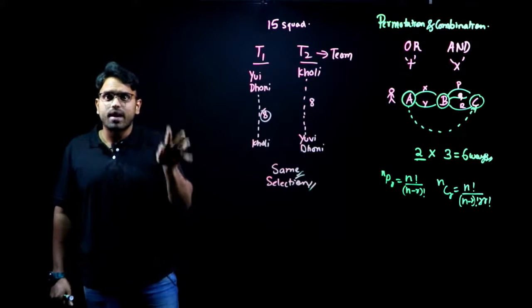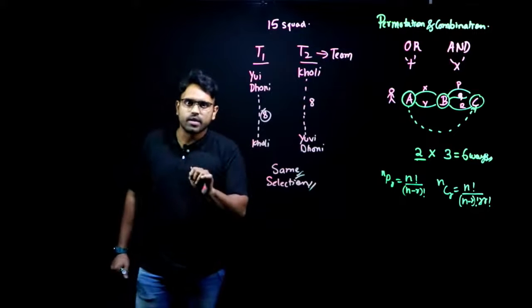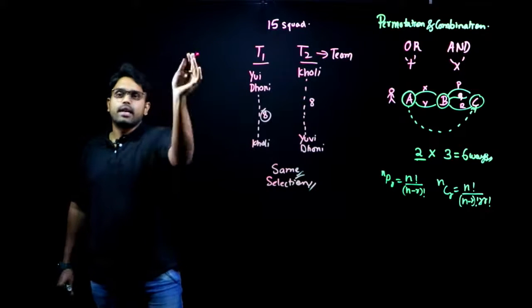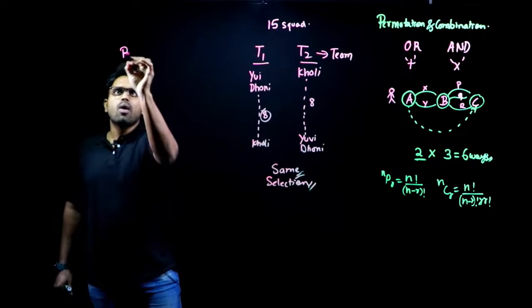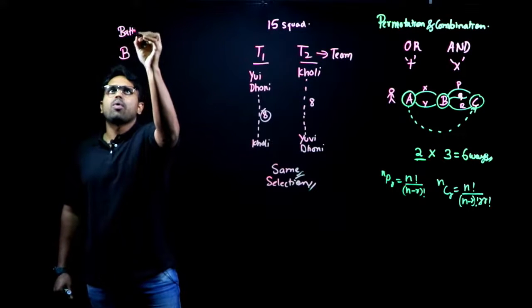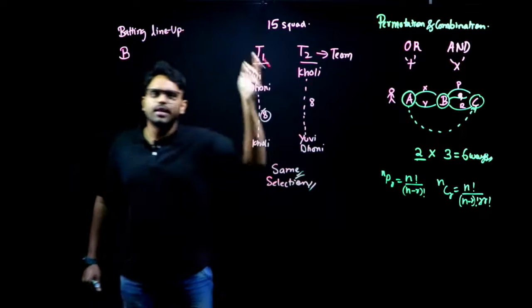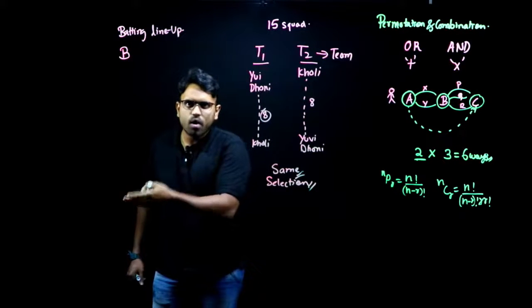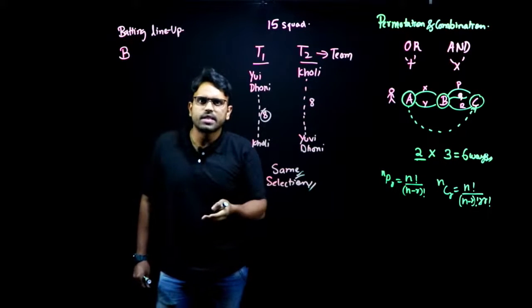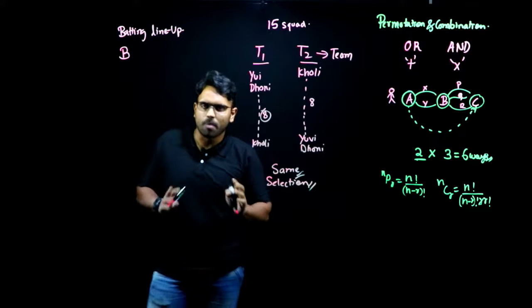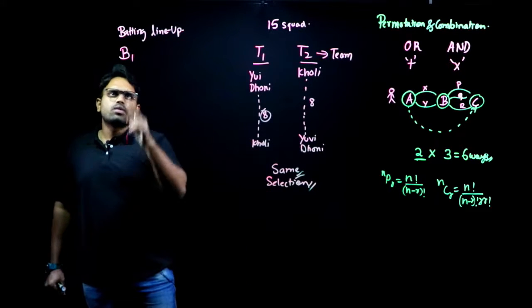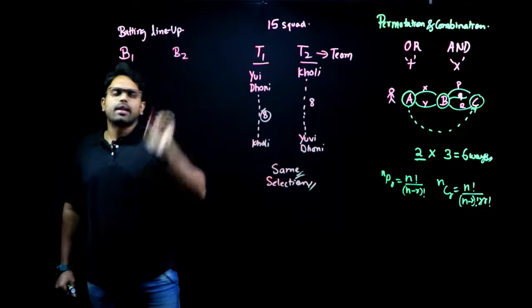This was about selection. Now let's move to another scenario and understand what is arrangement. Listen carefully. Now I'm talking about the batting lineup. What do we decide in the batting lineup? Who goes as an opener, who goes as a pinch hitter, who goes as a tail ender. Yes or no?